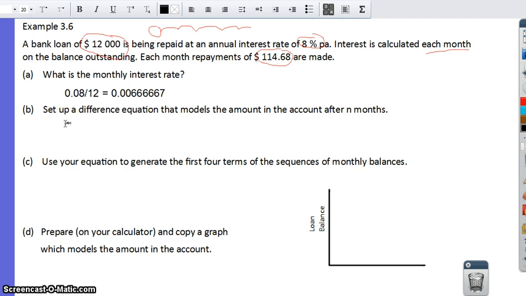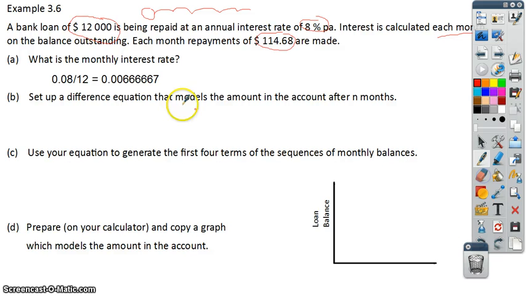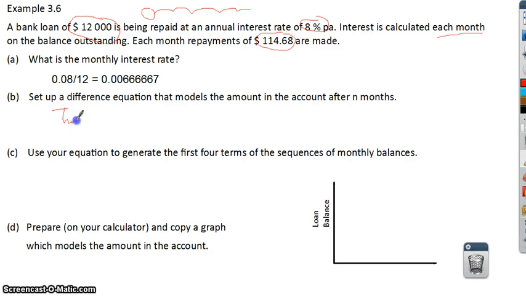Difference equation, rather. So what we're going to have is Tn plus 1 is equal to 1.006667 multiplied by Tn minus our regular payment of 114.68. Remember, this is 1.006667 because it's percentage increase, and then this is our regular payment. Now T0 is how much we start with, and we owe 12,000.